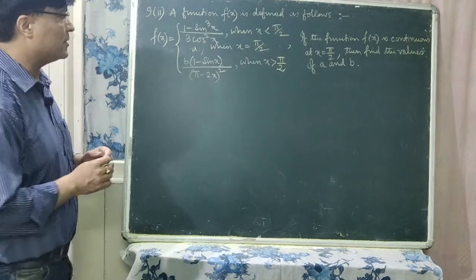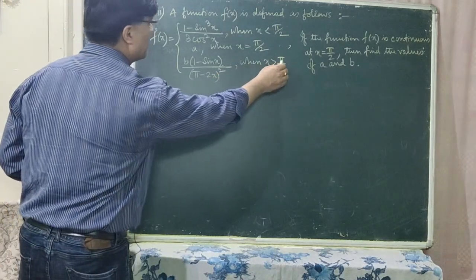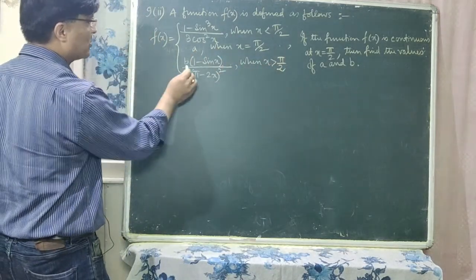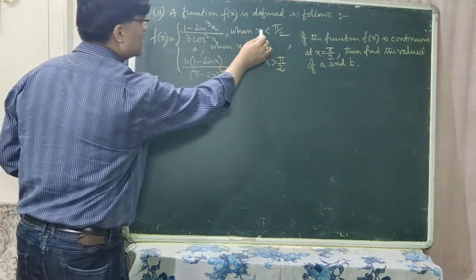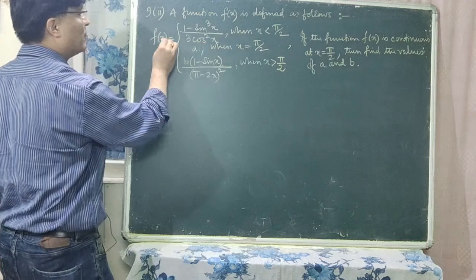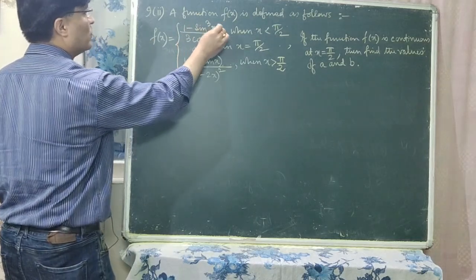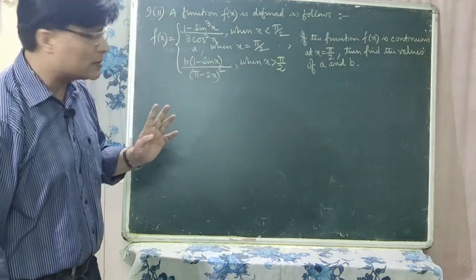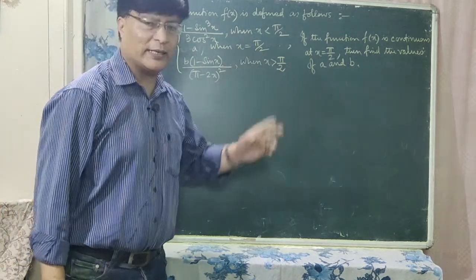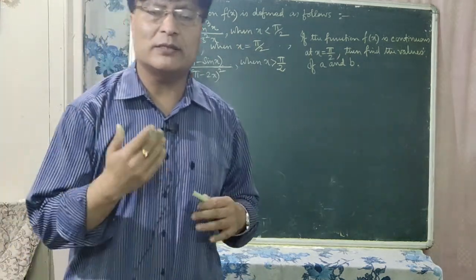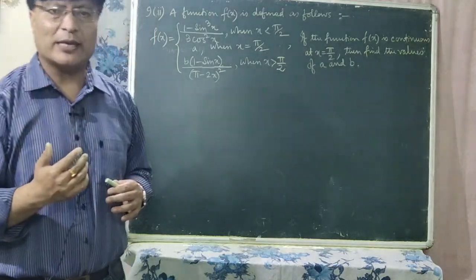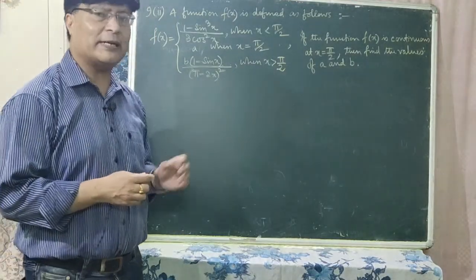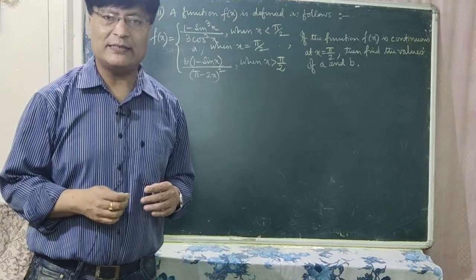Now in this case, when x is greater than pi by 2, then f of x is equal to b into (1 minus sin x) divided by (pi minus 2x) whole square. But if x is less than pi by 2, then f of x is equal to (1 minus sin cube x) upon 3 cos square x. That is, for x greater than pi by 2 and x less than pi by 2, we are using different functions of x. We are using different values. So in this case, you have to find out the separate right hand limit and left hand limit.